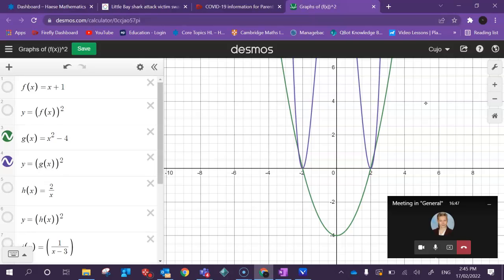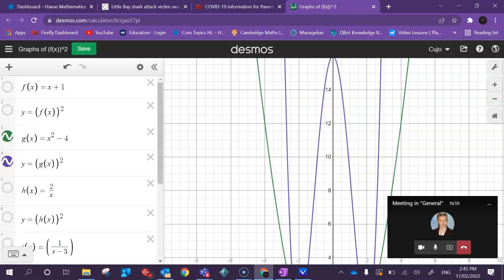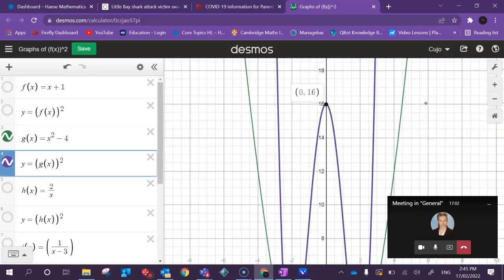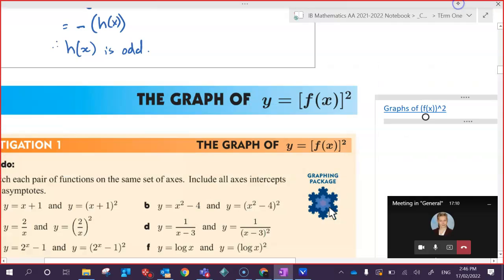This bit of the parabola here got reflected and then squared. I can't see where the top is. 16. The top's going to be at 16. Why is it going to be at 16? Because I'm going to take negative 4 and square it. And we go up to 16 exactly as expected. Oh, that's nice. So I'll leave you to explore the rest. We don't need any more time on that.